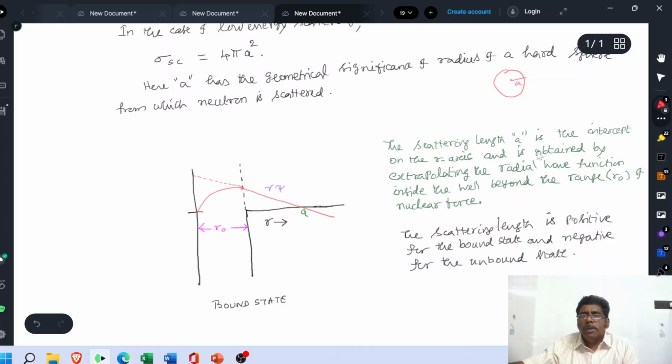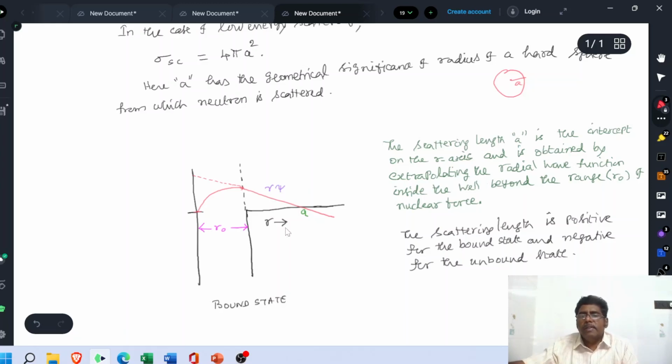Now go through the definition once again. The scattering length a is the intercept on the r-axis and is obtained by extrapolating the radial wave function inside the well. This is inside the well. The direction of approach is towards the direction of the potential well. Beyond the range, outside the box, R0 is the radius of the nucleus. The distance is greater than the radius of the nucleus. We can get an intercept on the distance axis. That point of intersection is called scattering length.